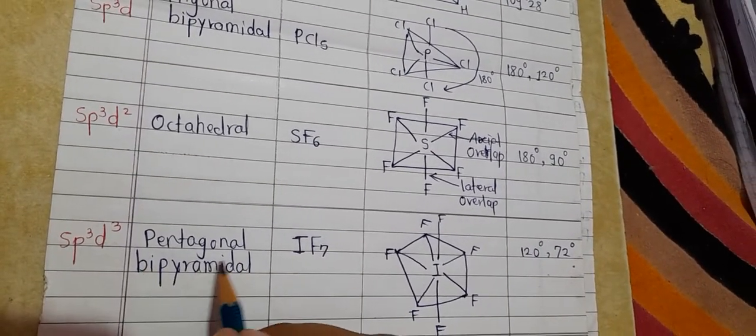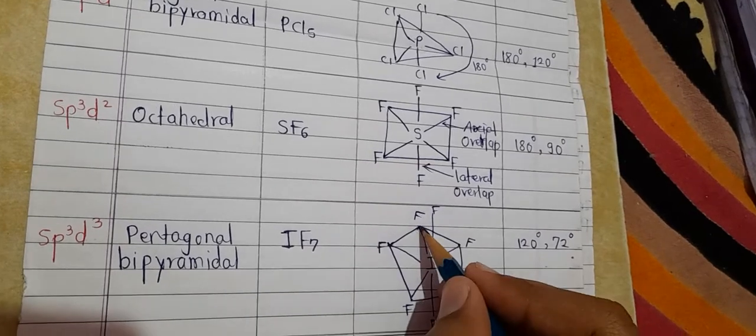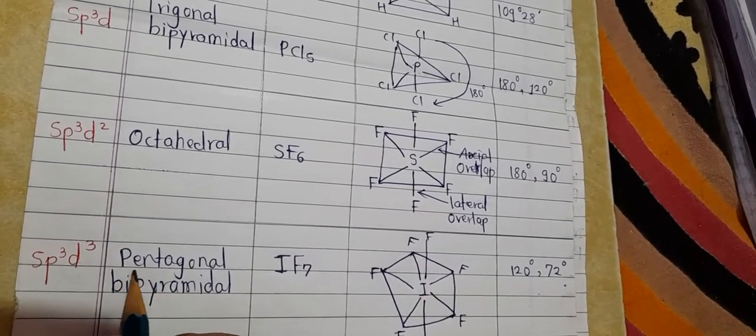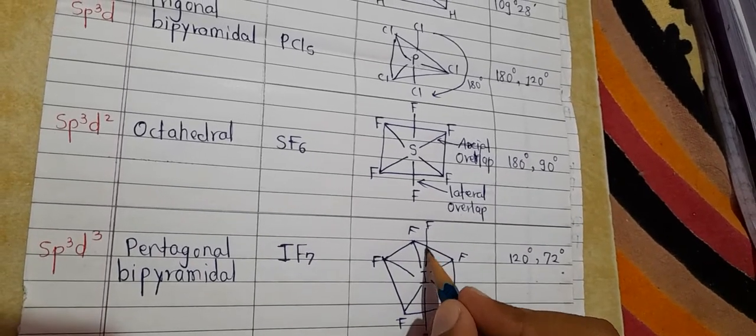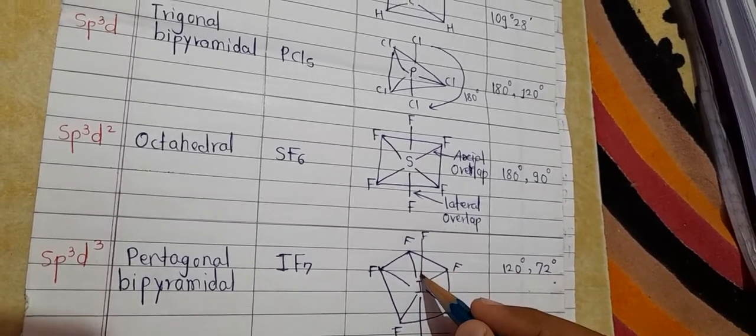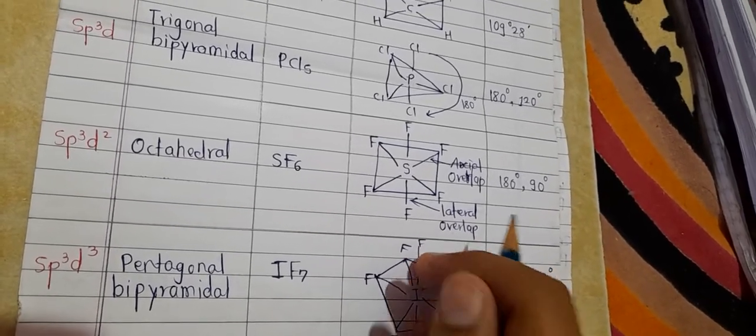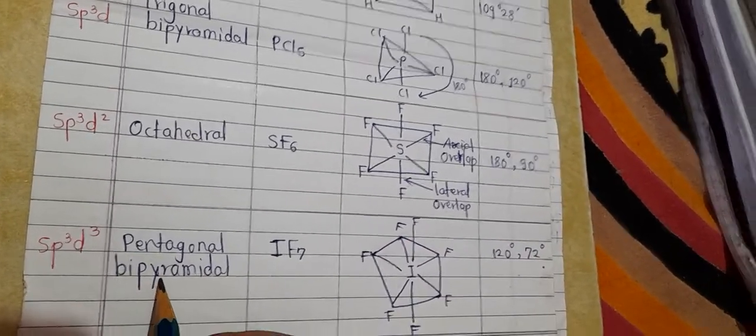The reason why this is pentagonal, because this is pentagon, therefore pentagonal, and 2 fluorines, one is above the plane and one is below the plane. This structure is in two planes, therefore bipyramidal. It is so easy to remember.